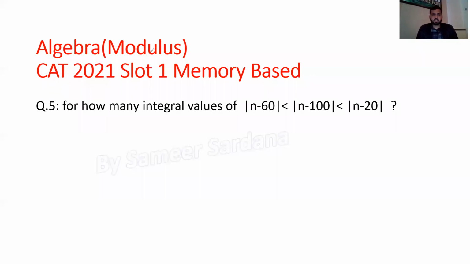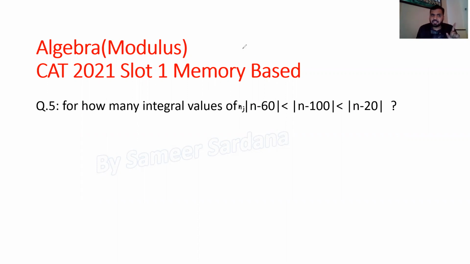So guys, here's the next question of 2021 slot one. It's a question of algebra from the chapter of modulus. We recently revised the concept of modulus. See this guys, in this question it says that for how many integral values of n, the mode of n minus 60 is less than mode of n minus 100, less than mode of n minus 20.